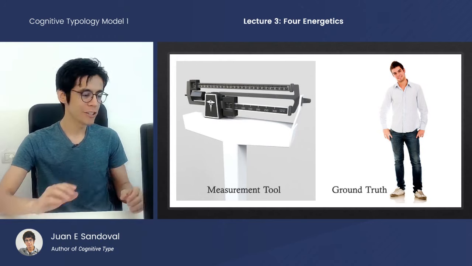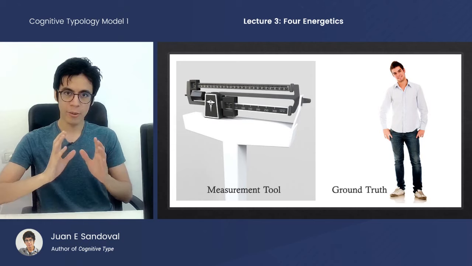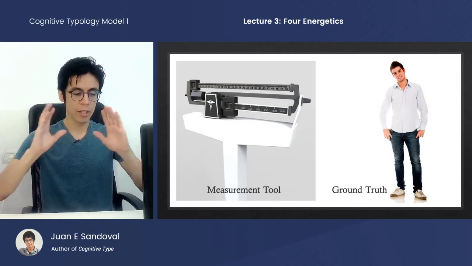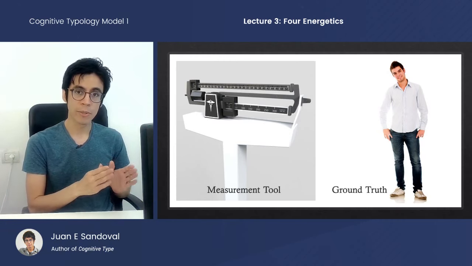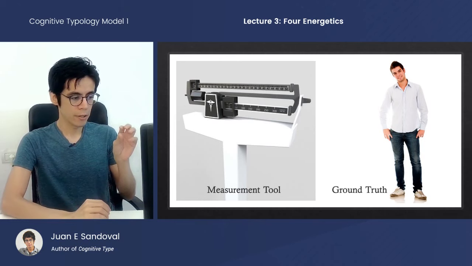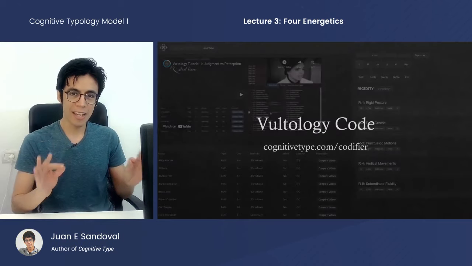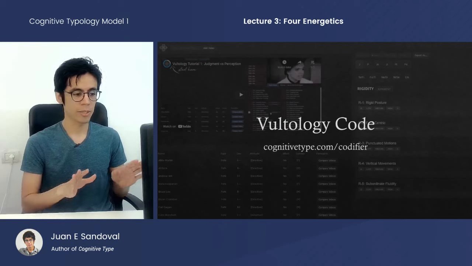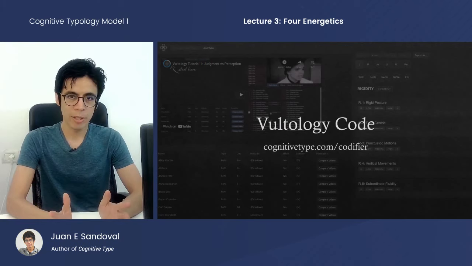It's necessary to scaffold a kind of constraint that defines in the best way possible the phenomenon that we're observing. So I like to use this analogy: there's the measurement tool and then there's the ground truth. Naturally, the ground truth is much more sophisticated and nuanced than the metric, but we nonetheless need a measurement tool. It's just that the measurement tool has to be properly calibrated so that it gets the right result of that ground truth the majority of the time. And that's what we call the Vultology Code. Now, Cognitive Type has the Vultology Code, which can be found at cognitivetype.com/codifier. And that's the one we're going to be going through.